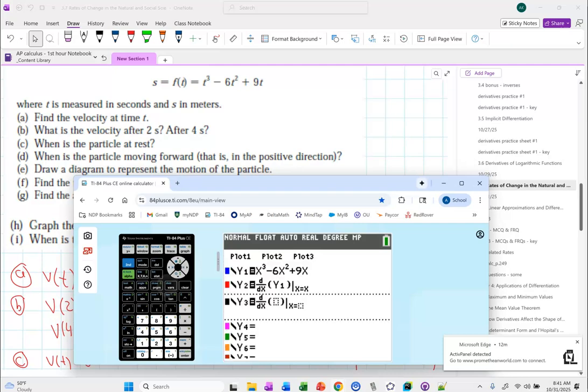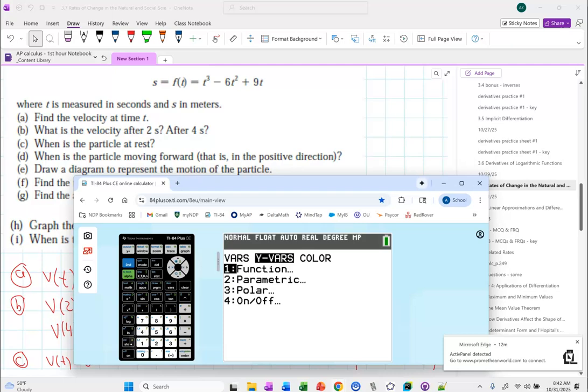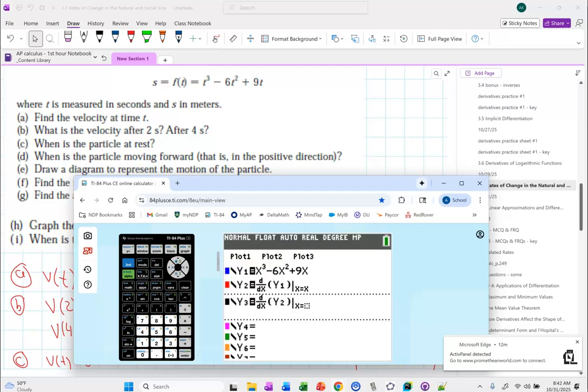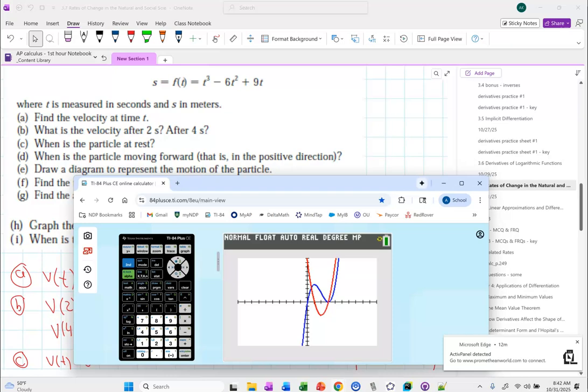X. Bars, y bars, function y2 is x. So there's my second derivative. That's my graph for acceleration. Again, super easy to see where the acceleration is 0 or positive or negative just by looking at the picture. If I wasn't sure where it crossed, I can always just use the 0 command to find it.